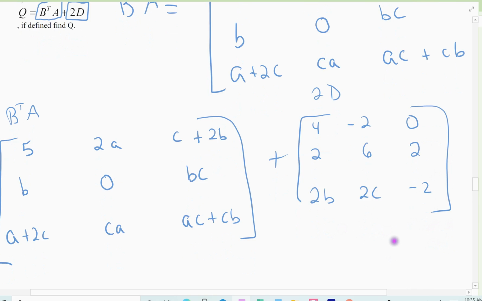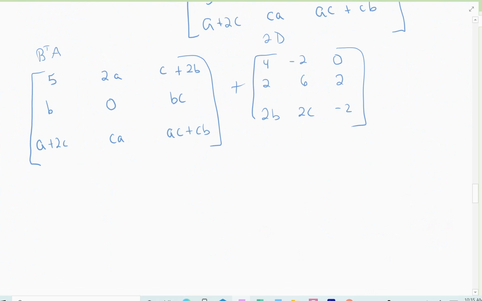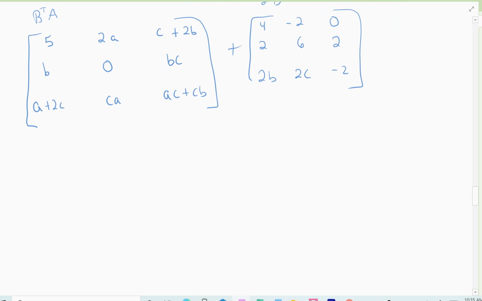Okay, now I'm just going to get a really big, messy resulting matrix, which I can add these, right? Because B transposed A is a 3 by 3, 2D is a 3 by 3. And so my resulting matrix is going to be a 3 by 3. I'm just basically going to get some big, ugly equations out for most of them. Right? So the first one is 5 and 4, so that just gives me out the number 9. The second one is 2a plus a negative 2, which typically we rewrite as 2a minus 2. Then C plus 2B. Alright, there's my first row.